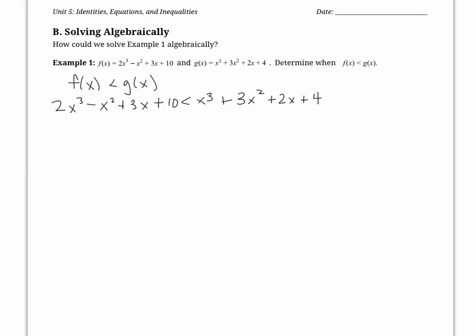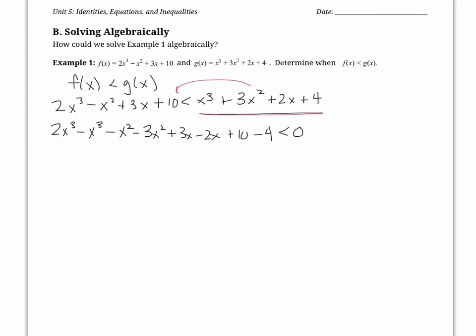Let's bring all of the terms from this side of the equation onto the other side, so that our right side has a 0 there, and then we can factor. So we're going to have 2x cubed minus x cubed, minus x squared, subtract 3x squared, plus 3x, subtract 2x, plus 10, subtract 4, and that's all going to be less than 0. So on the left side, we have x to the power of 3 minus 4x squared plus x plus 6 is less than 0.